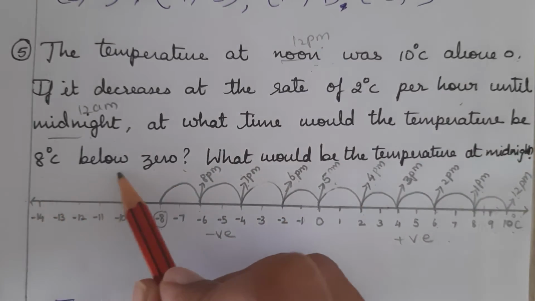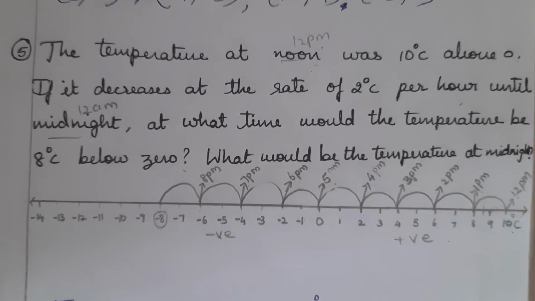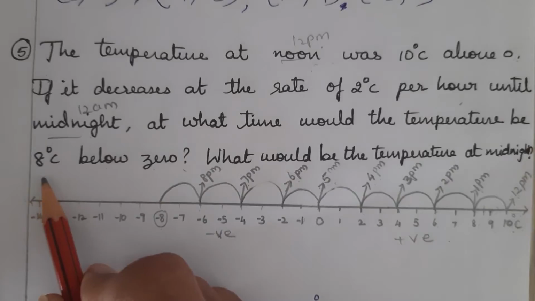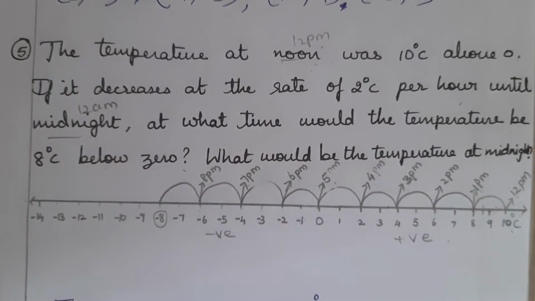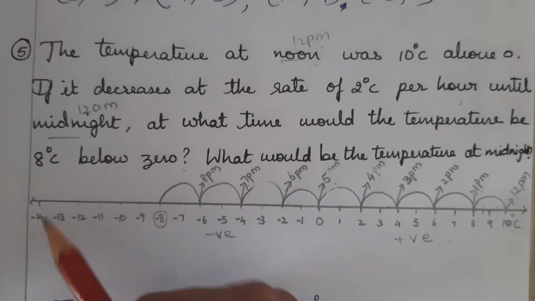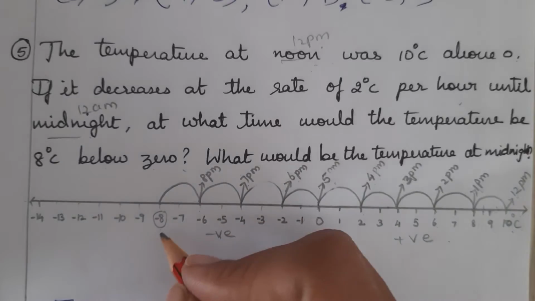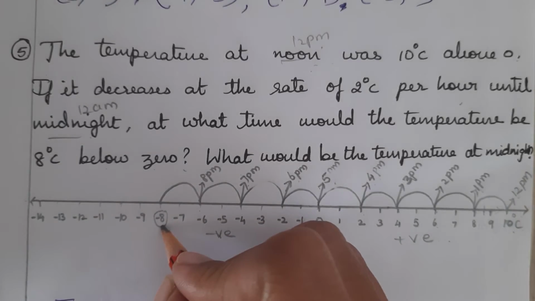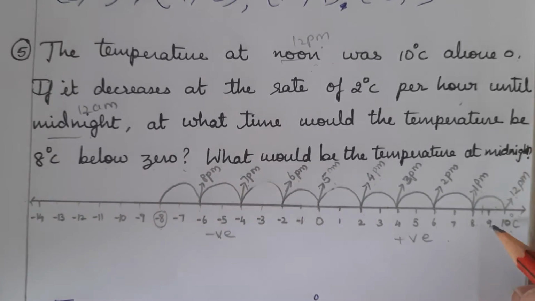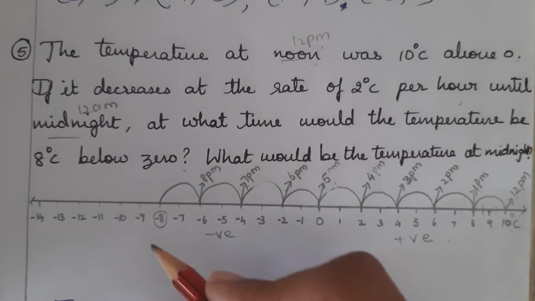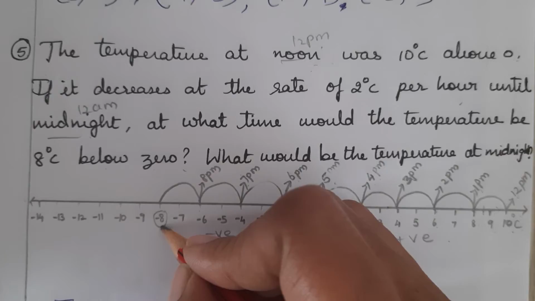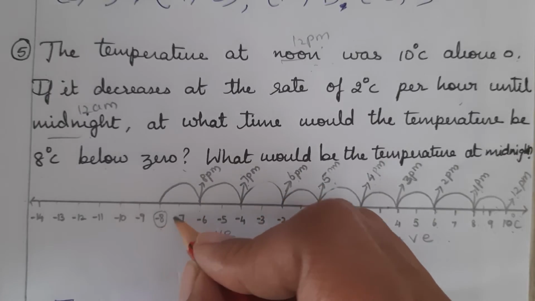What do you mean by below 0? Below 0 means negative, right? Below 0 it's always minus 1, minus 2, minus 3. So 8 degrees Celsius below 0 is minus 8 degrees Celsius. So on the number line, where is minus 8 degrees Celsius? Here, right? So let's calculate on the number line itself what would be the time where the temperature will become minus 8 degrees Celsius.